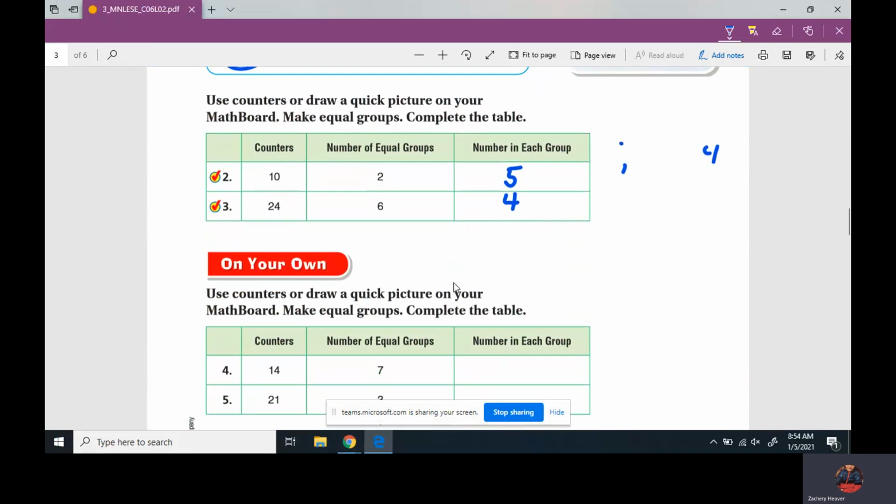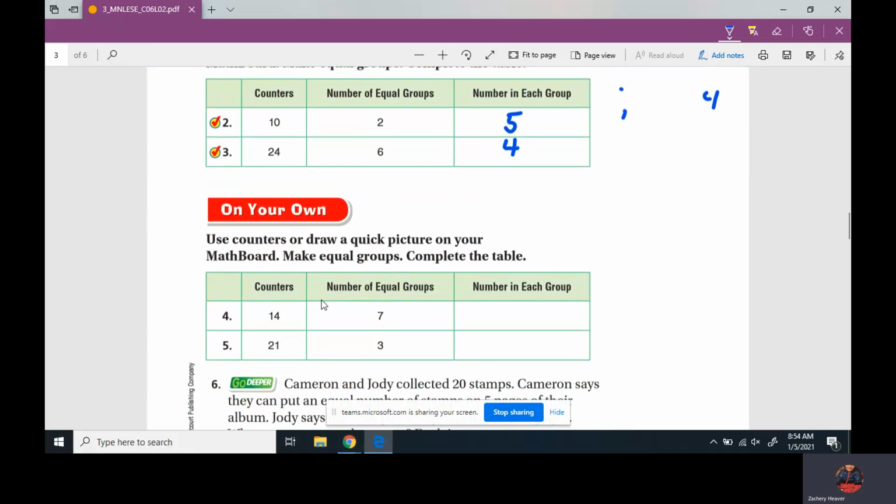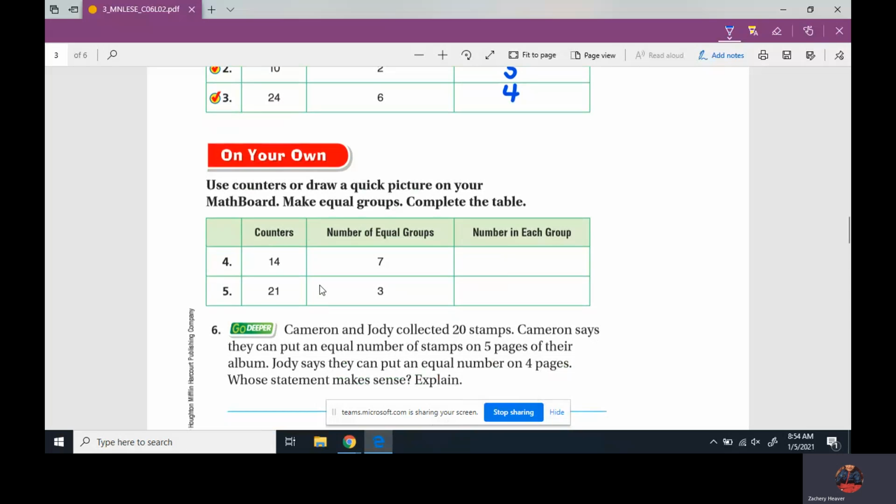If we were at school, we'd have our marker boards out and you'd be able to see this a little bit better. Same thing here. 14 counters, 7 groups. Well, if you skip count 7, how many times can 7 go into 14? 7, 14. So we have 1, 2.